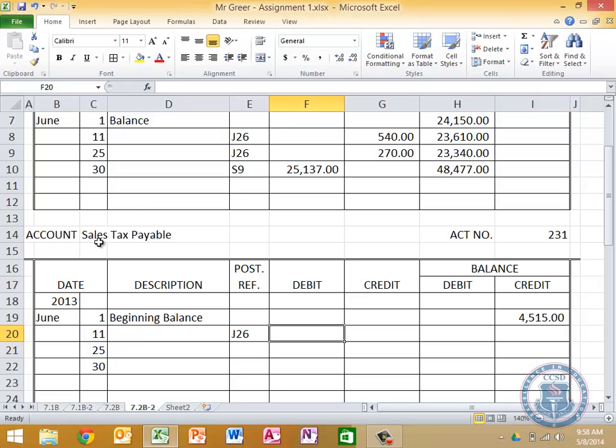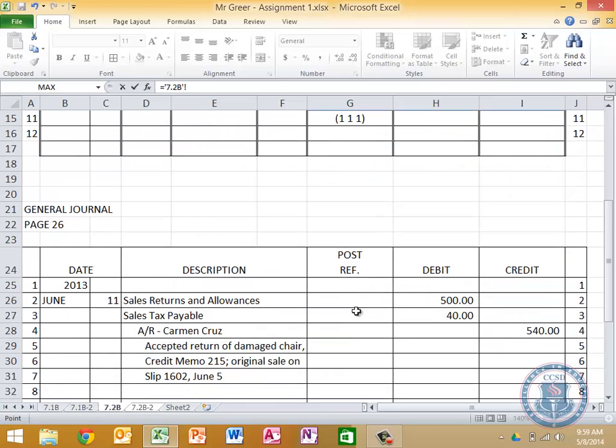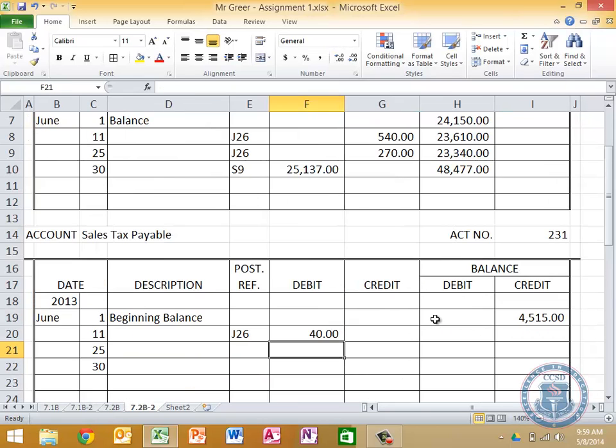We owe money. So are we going to do a debit or a credit to sales tax payable if we're going to subtract from payable? Debit, thank you. We're going to debit $40 this first time. So I'm going to hit equals, and I'm going to jump over to my transaction. Here's my debit right here. I'm just going to say equals this $40. It's going to come across.